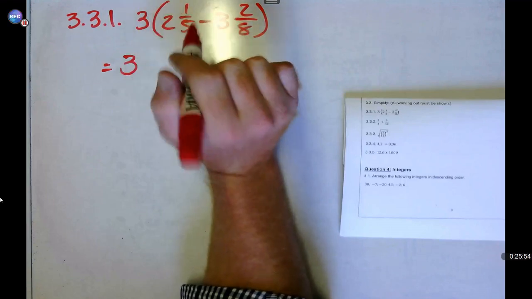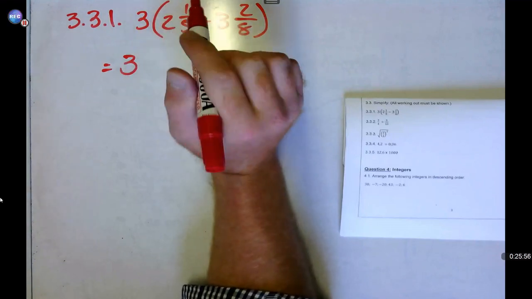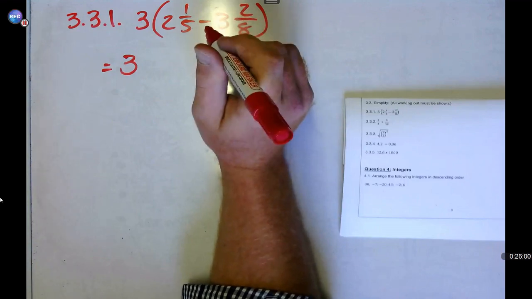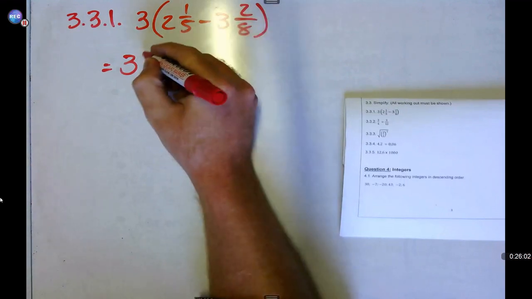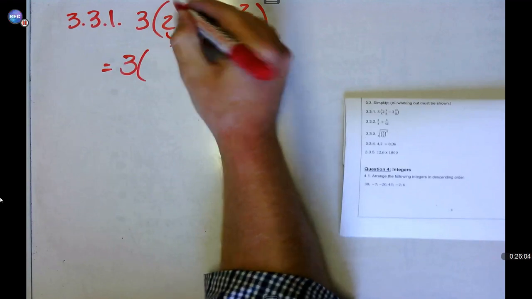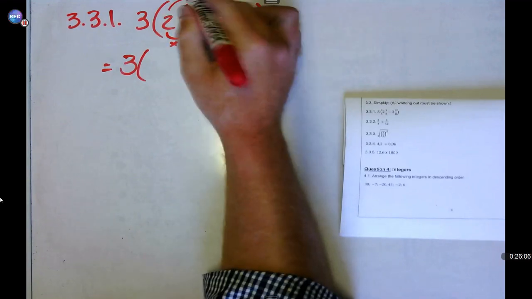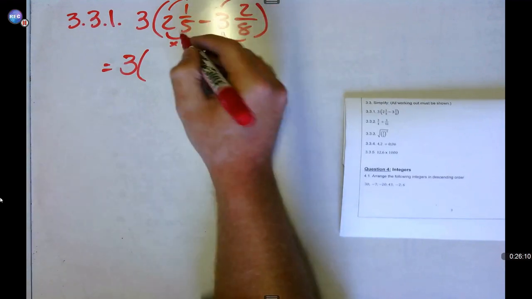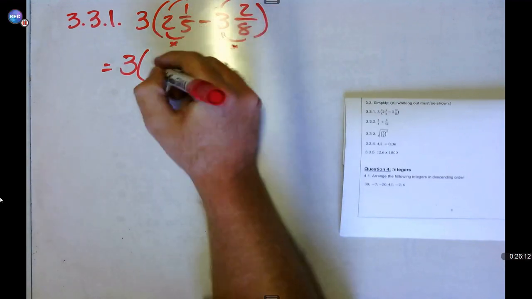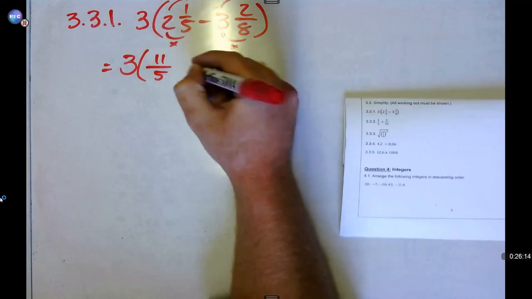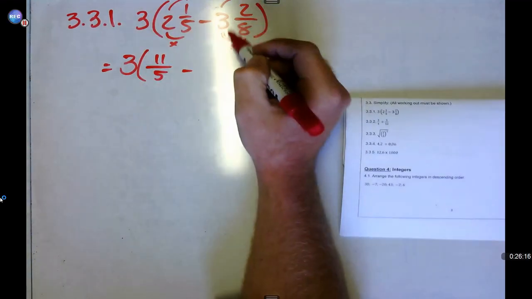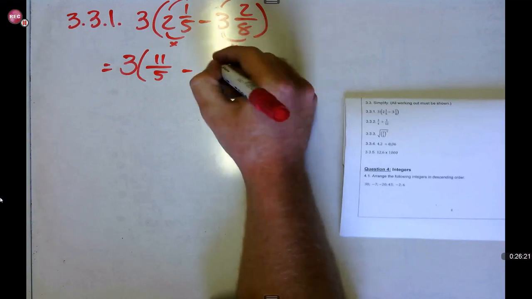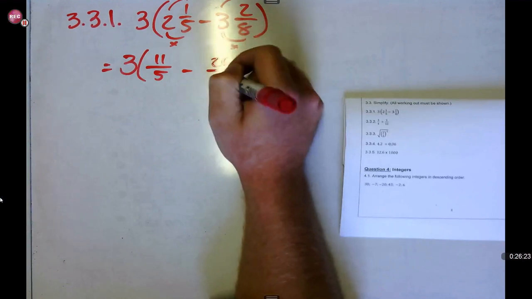The problem over there is that you've got mixed fractions. We need improper fractions in order to get the LCD. So, multiply at the bottom, add the answer to the top. Multiply at the bottom, add the answer to the top. So 5 times 2 is 10 plus 1 is 11 over 5, minus 8 times 3 is 24 plus 2 is 26 over 8.